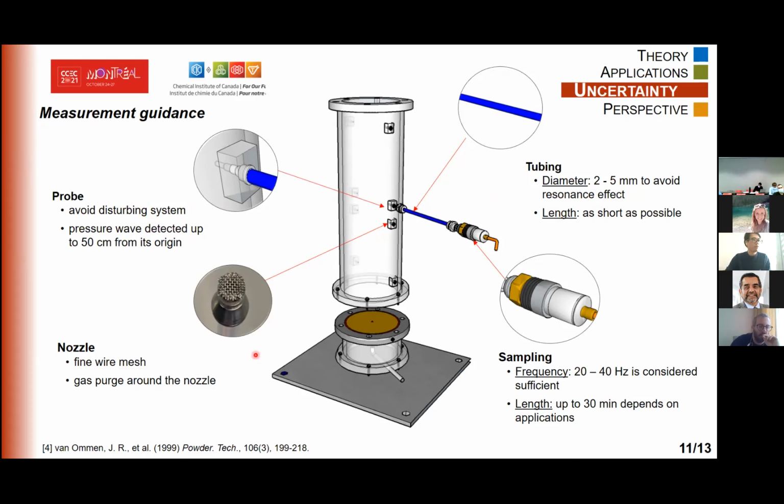And also, if you want to prevent contamination from the particles, you have to put a fine wire mesh on the entrance. And also, you can use some constant gas purge around it. And also, you have to be careful with the sampling frequency, because typical hydrodynamic events happen below 10 Hertz. So here we think 20 to 40 Hertz is already good enough.